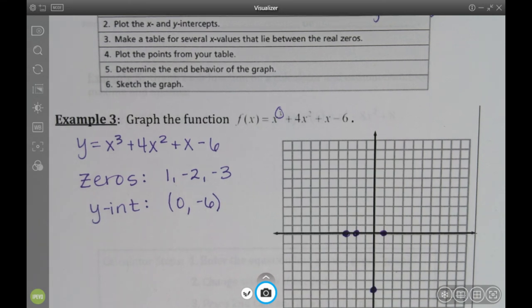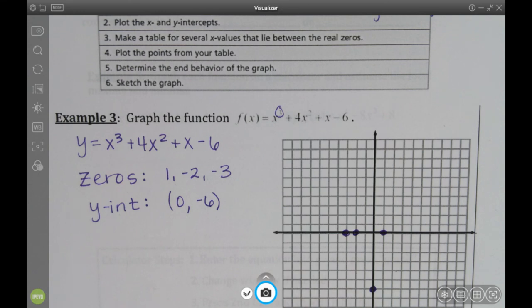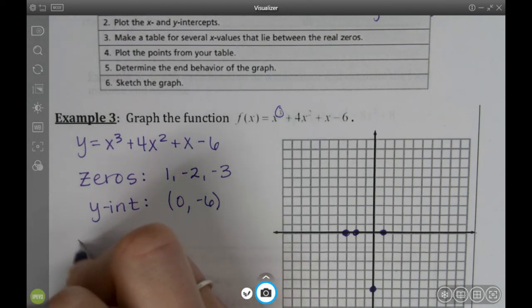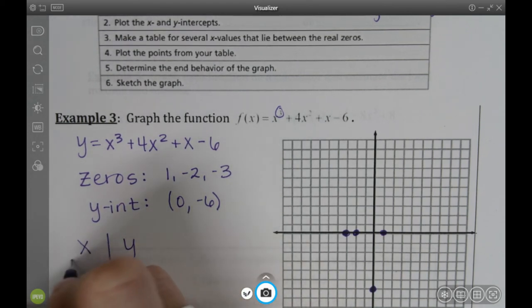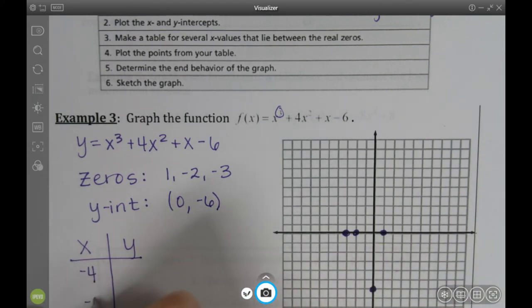Okay, step 2 says plot the x and y intercepts. I just did that. Step 3, make a table for several x values that lie between your real zeros. All right. So I have -3, -2, 0, and 1. So I'm going to figure out in my table the values around that. So I'm going to do -4, -1, and +2. But remember, you've already typed this into your y equals. You've already got the table pulled up, so you're literally just filling in these numbers from the table that you have on your calculator.